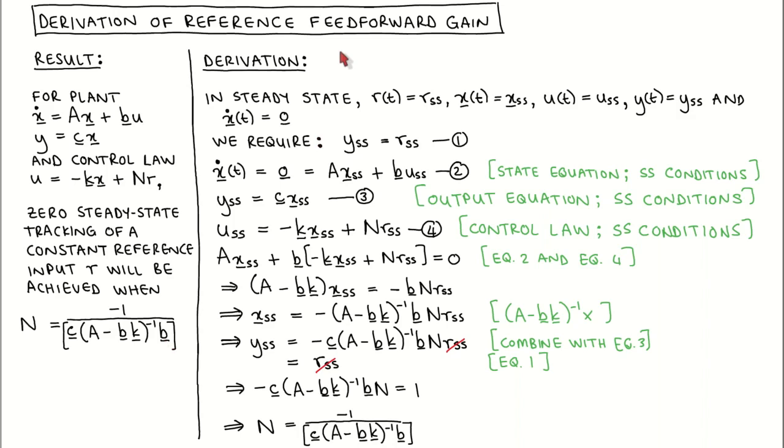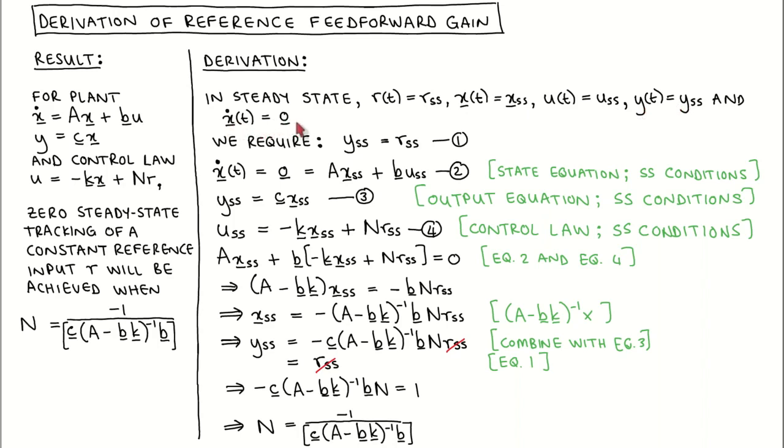The idea of the derivation is to apply the fact that we look at steady-state conditions to the information specified on the left-hand side, and we manipulate things to arrive at the result. Steady-state conditions mean that the reference input, the states, the plant input, and the output do not change. We assign them the constant values RSS, XSS, USS, and YSS. If the states do not change, the state derivatives are all zero.